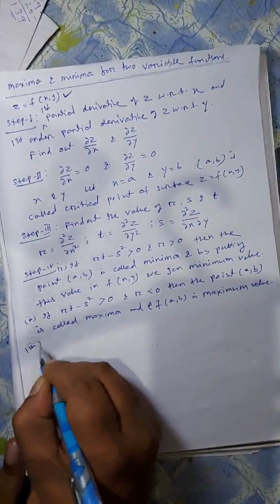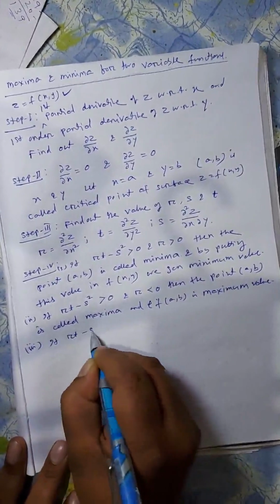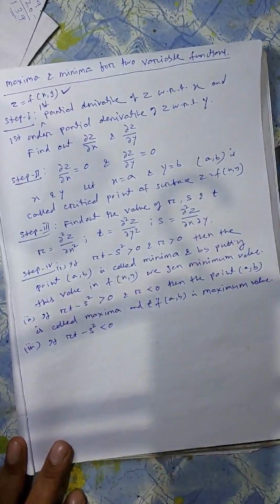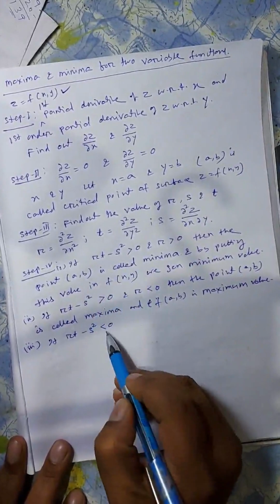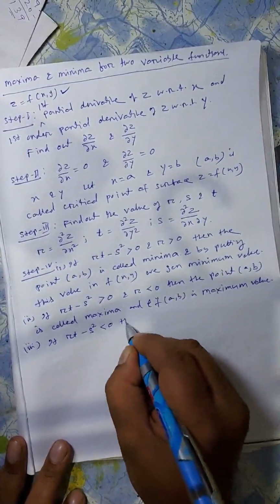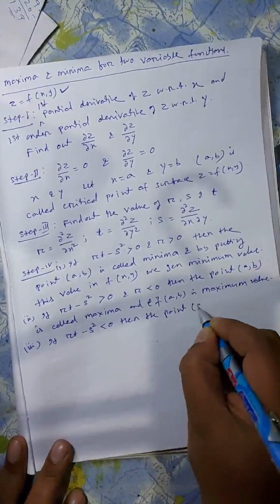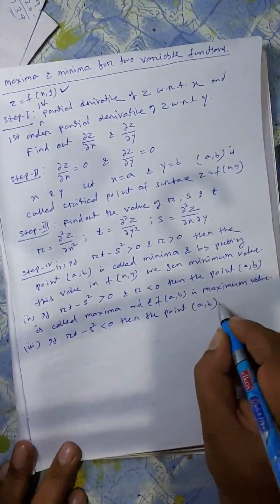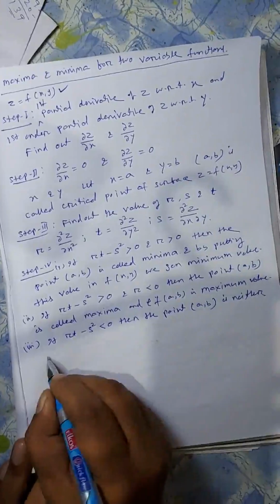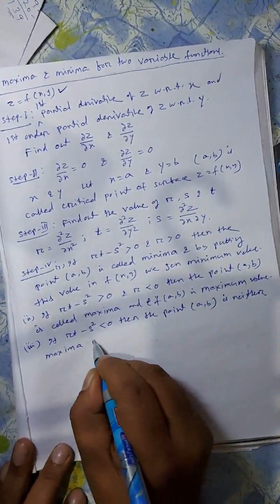Third condition is, if RT minus S square is less than 0, then the point (a, b) is neither maxima nor minima.